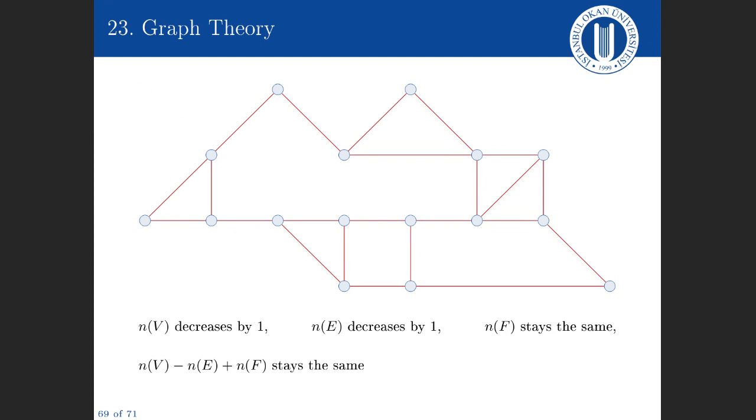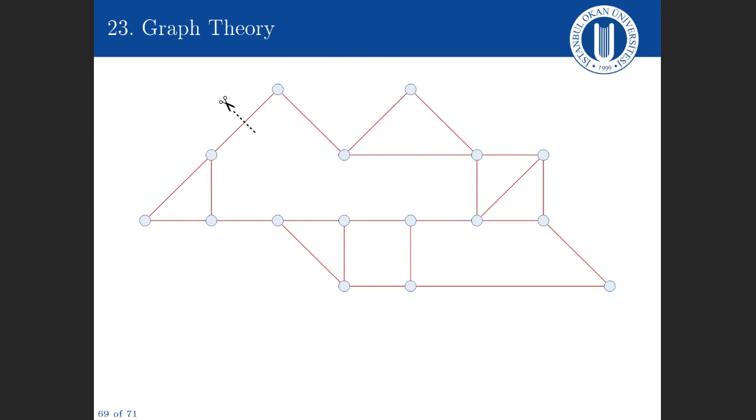What happens to the number of vertices? The number of vertices decreases by one because I've thrown one away. What happens to the number of edges? The number of edges also decreases by one because we cut one edge off and threw it away. But the number of faces stays the same. We haven't changed the number of faces. So NV goes down by one, NE goes down by one, and NF stays the same. So that's minus one, minus minus one, plus zero. Minus one, minus minus one is just zero. Euler's formula stays the same when we cut off a pendant vertex.